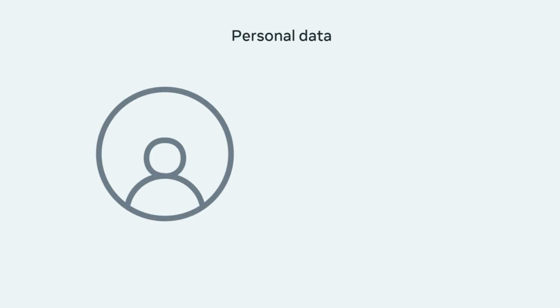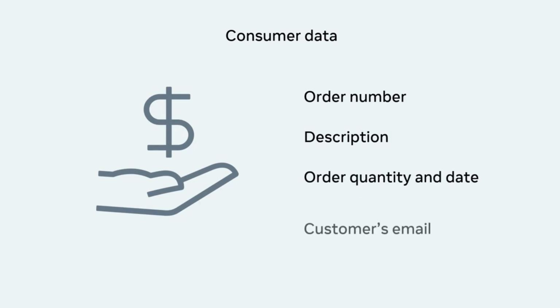So, let's return to the first of our questions. What is data? In basic terms, data is facts and figures about, well, anything. For example, if data were collected on a person, then that data might include their name, age, email, and date of birth. Or the data could be facts and figures related to an online purchase. This could be the order number, description, order quantity and date, and even the customer's email. Data is crucial for individuals as well as organizations. But where is all this data stored?